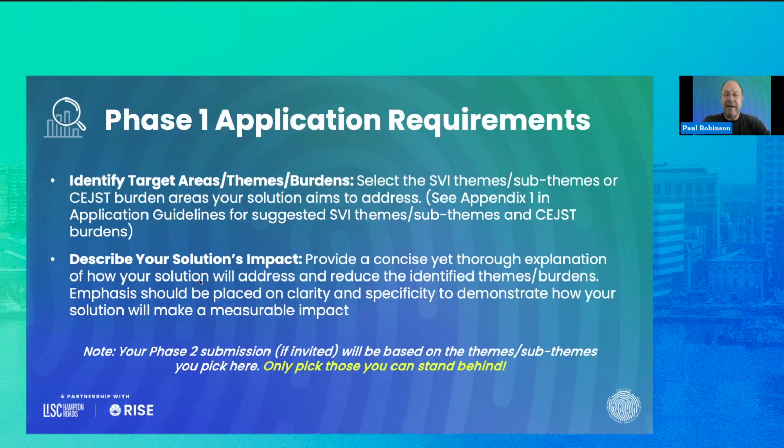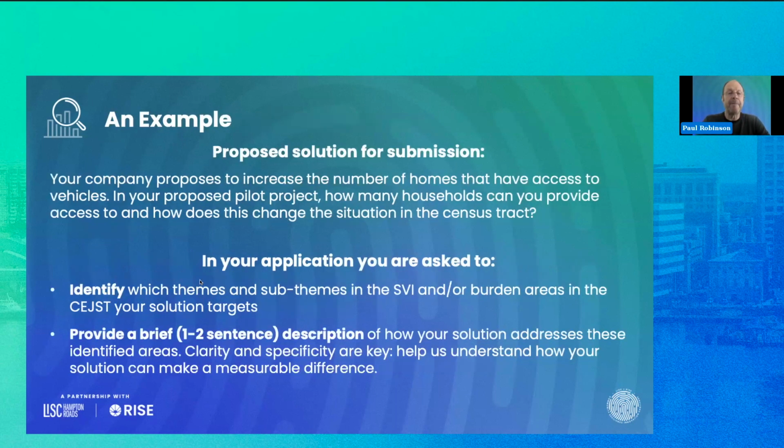So I want to show an example here as we go forward. This is a process that you should go through for your submission. So here's an example, and this is completely made up, but it's just provided to give a little clarity. So let's say your company proposes to increase the number of homes that have access to vehicles. And in your proposed pilot projects, how many households can you provide access to, and how does this change the situation in the census tract? That's what we want to know in the actual submission document.